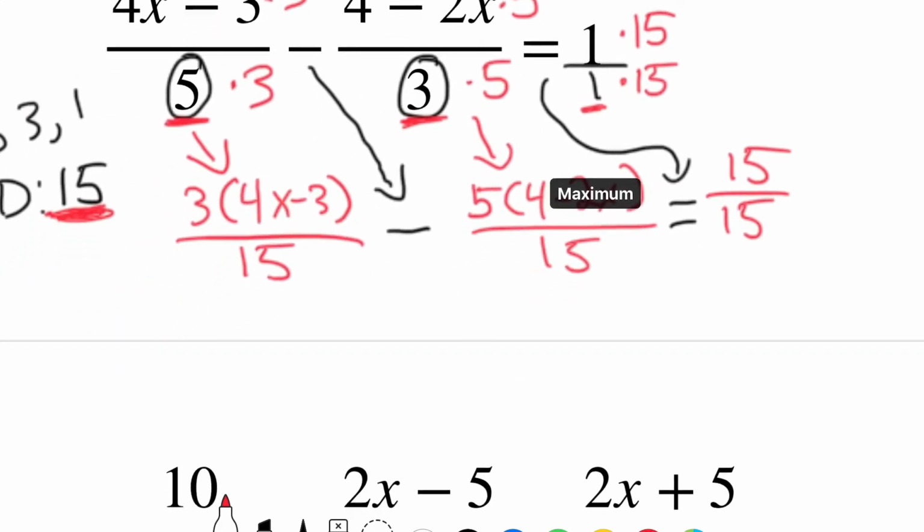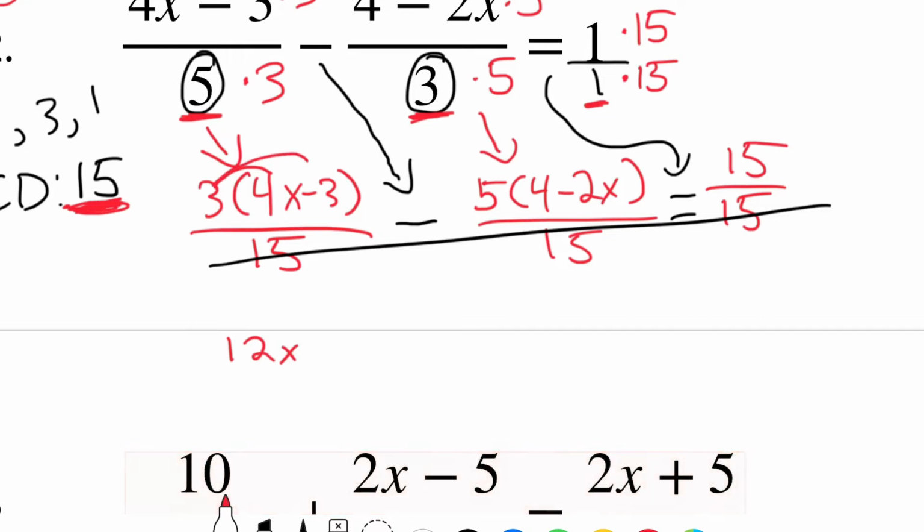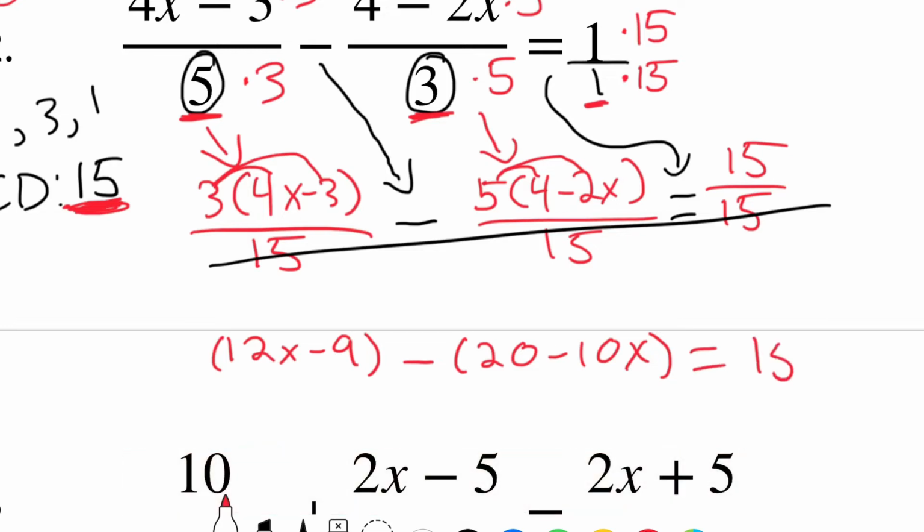So what this ends up being is that once our denominators are the exact same, we can ignore them. So we end up with 3 times 4x, which gives us 12x. 3 times negative 3 gives us negative 9. Subtract 5 times 4 gives us 20. 5 times negative 2 gives us negative 10x. And then equals 15. And we solve for x.